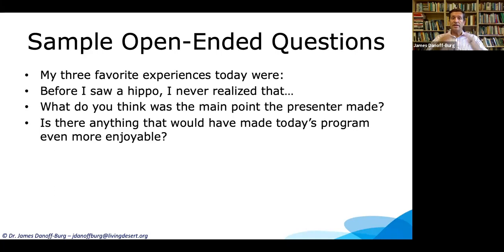Also, you can open it up a bit more. So that's very constrained. You're limiting them to 3 choices, no more and ideally no less. And you're trying to make them brief, right? 3 experiences, 3 favorite things, 3 most useful, most important facts I learned. But you could also provide them with an open-ended prompt.